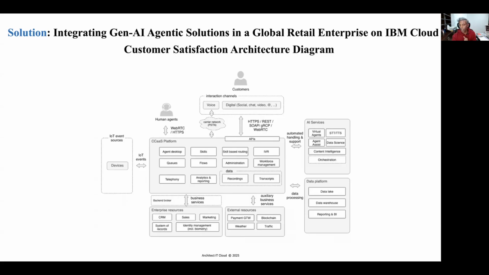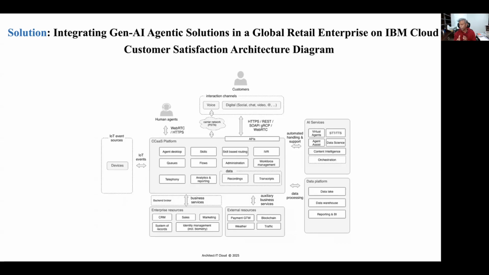And if you look at the right side, you have the AI services. As I mentioned, the speech to text service and text to speech service, agent services, virtual agent, data science, and orchestration can be achieved with the help of AI services, what we saw in the previous slide, watsonx.ai, watsonx ML, and Watson Discovery. These are all the generative AI solutions available in IBM Cloud, and you can use these types of solutions to achieve your customer satisfaction business use case clearly.